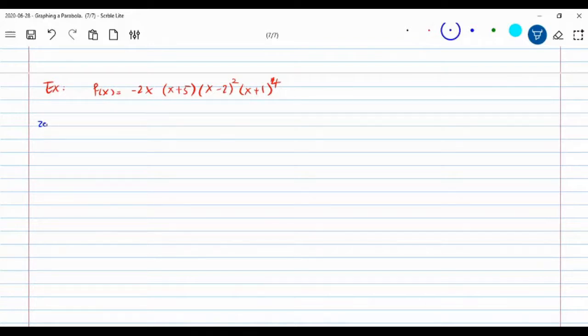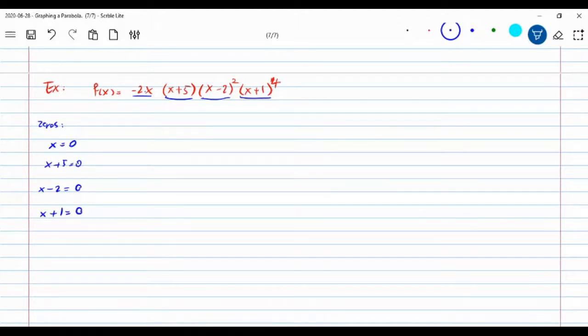Again, always figure out the zeros. Don't forget that. You'll have -2x equal to 0. The -2 does not do anything. It's either x equal to 0, or x plus 5 equal to 0, or x minus 2 equals to 0, and finally x plus 1 equals to 0. There are 4 terms multiplied by each other. One of them has to be 0.